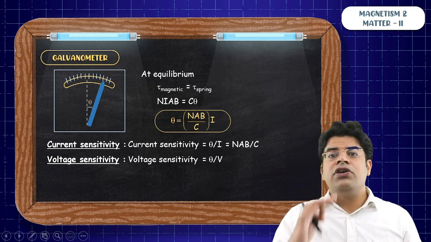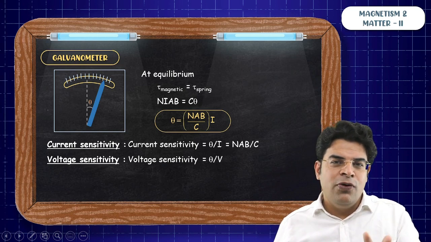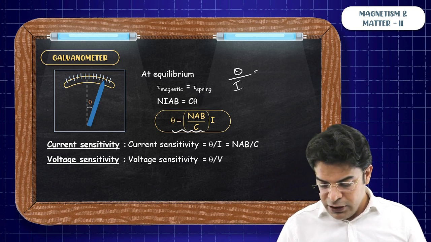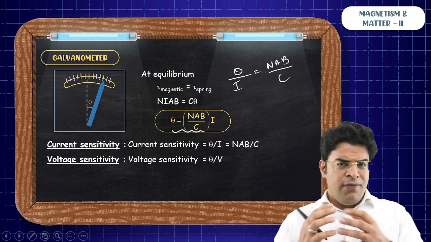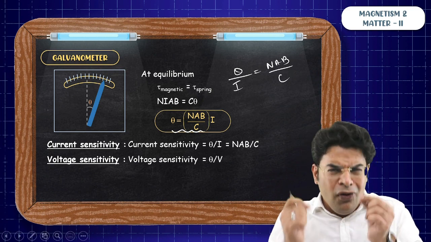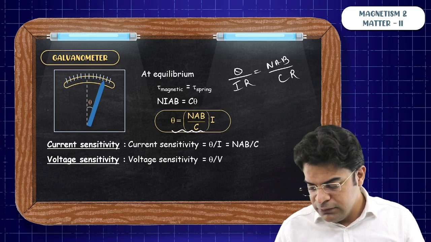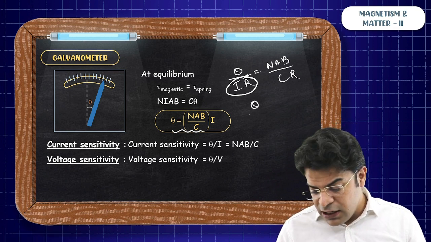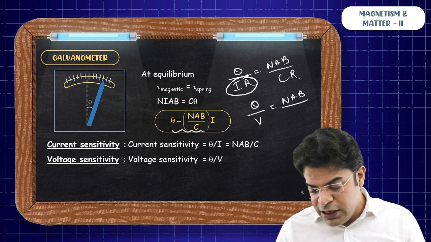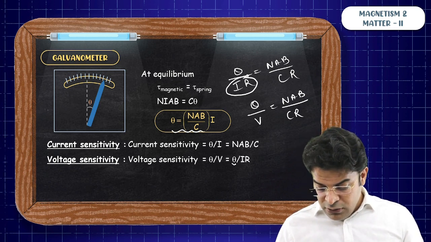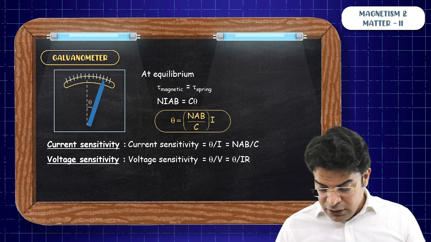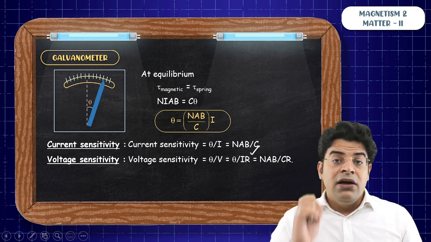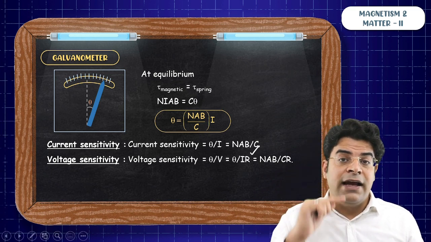Now how to find the voltage sensitivity? We are going to use the same old potential drop equals IR. From here kids, you can write theta by I equals NAB by C. Yes sir, you have already written it. If we divide both sides with the resistance of the coil, and I can write this IR as the potential drop across the coil, we will say that theta upon V is nothing but NAB by CR. So in place of V you can write IR, and theta by IR is the same as NAB by CR. What is R? Resistance of the coil placed inside the galvanometer.